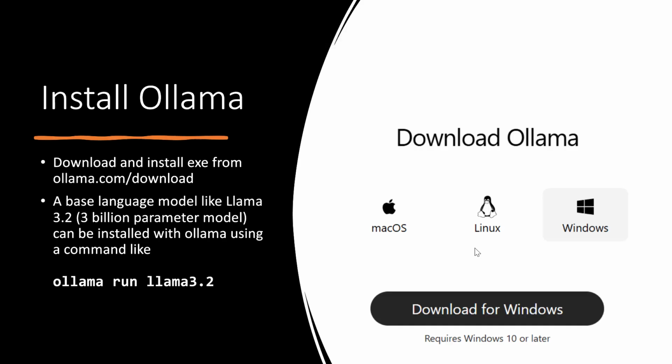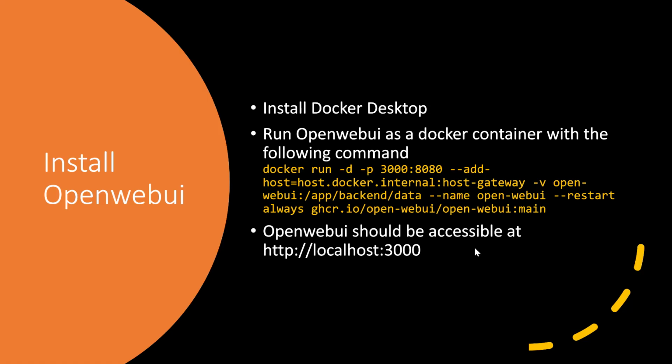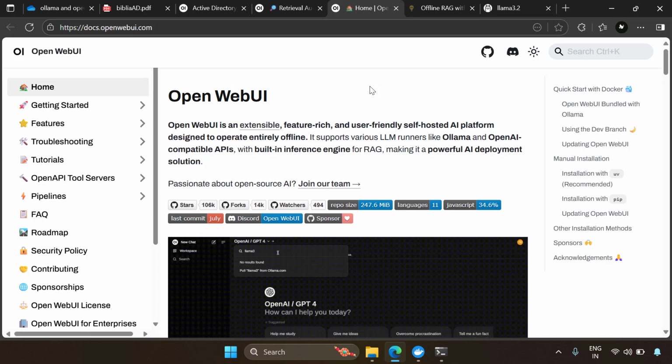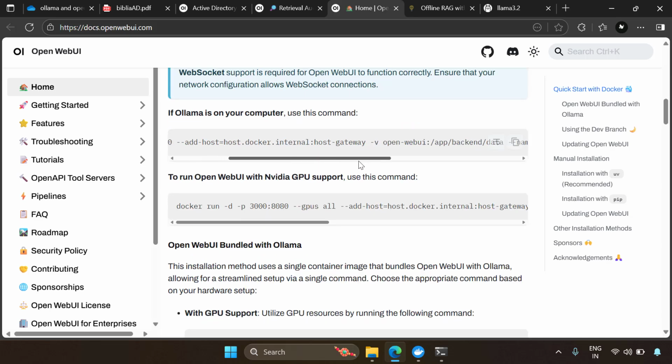Alright, we have done the first part, which is installing Ollama and installing the model. The next thing is installing the OpenWebUI, the user interface using which you will interact with the LLM and vector database. So OpenWebUI has a very nice documentation, and here they have given the command docker run. So you can use Docker desktop and run this Docker command. OpenWebUI will run as a web server in Docker, and you can use that directly.